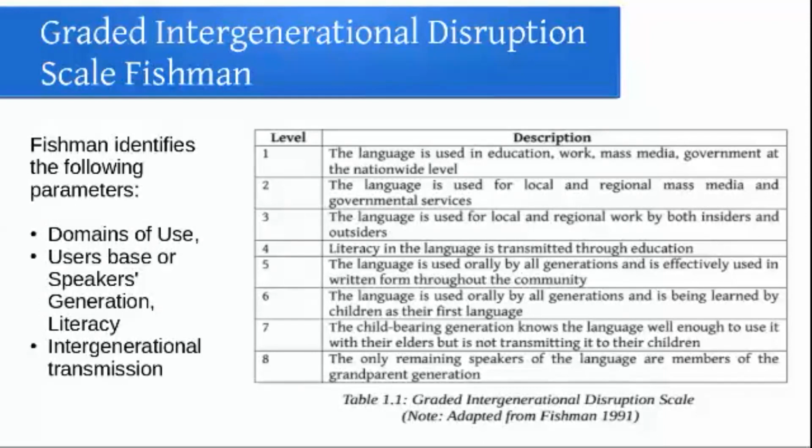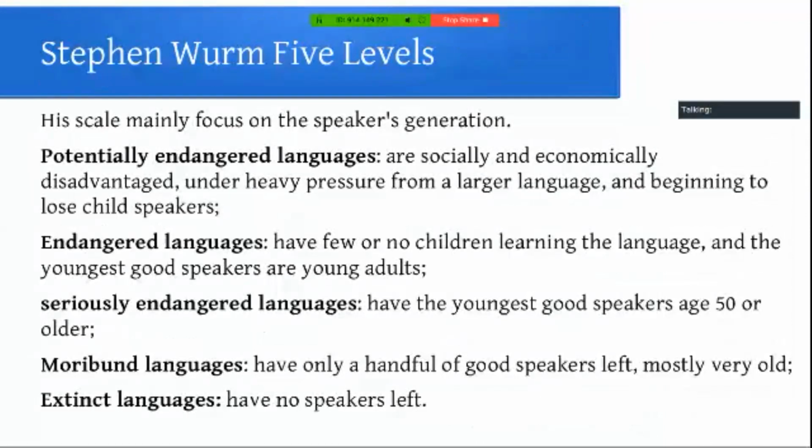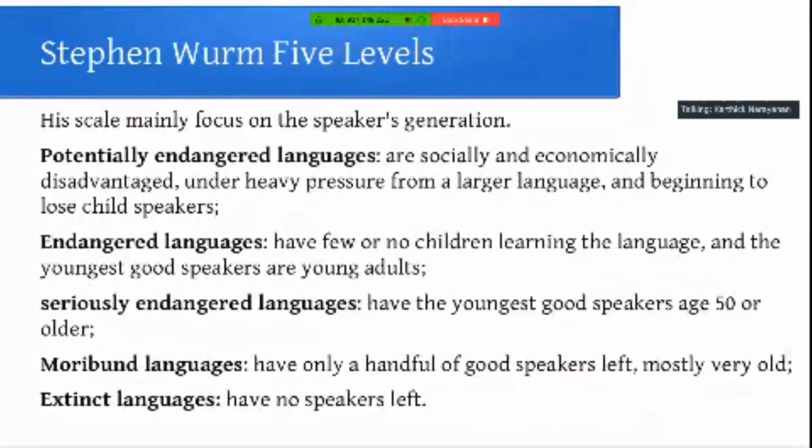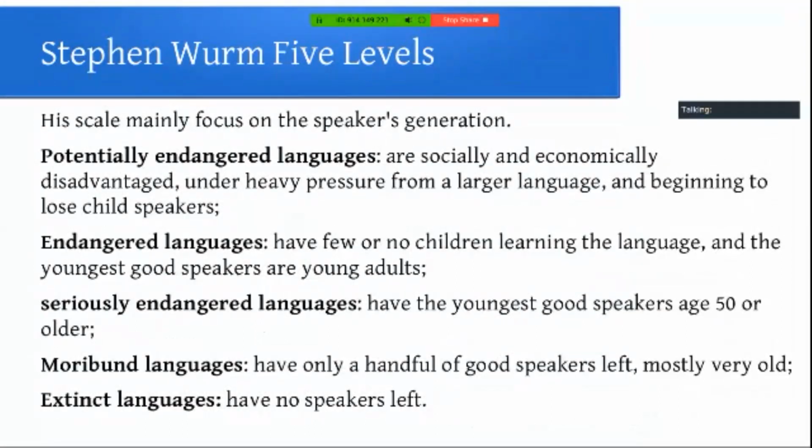Now, I move on to the next slide. Wurm then takes up Fishman's concepts, and he is trying to give them labels with which we can easily associate. So level 1, level 2, level 3 seem to be rather abstract. So he tries to give us labels. He gives us 5 labels, and he calls them 5 levels.